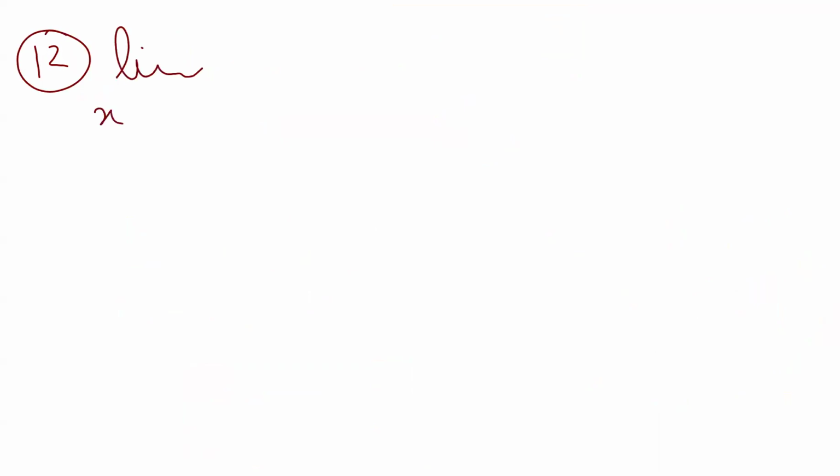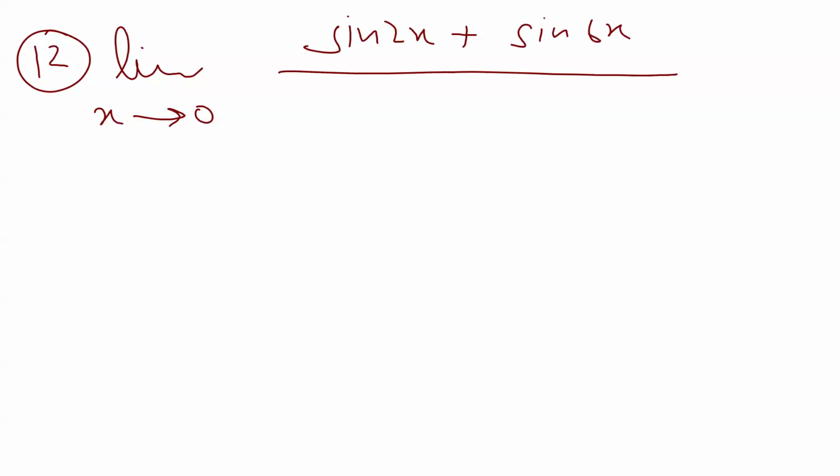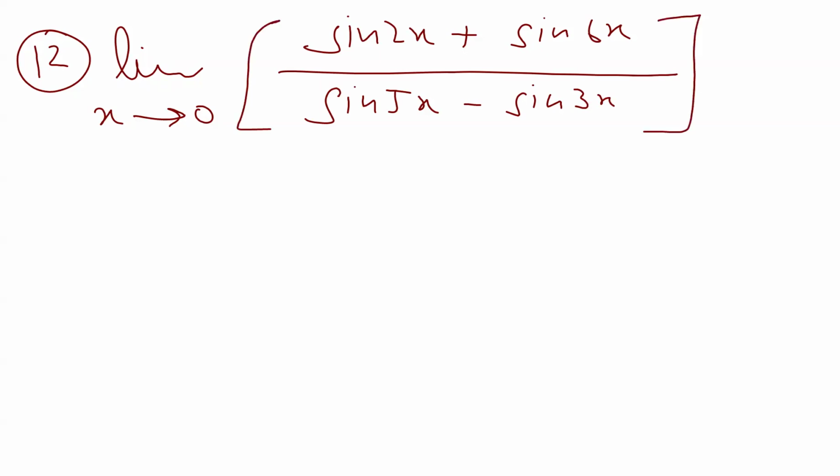Limit x approaches 0, sine 2x plus sine 6x upon sine 5x minus sine 3x. Multiple ways to solve this particular problem. There are multiple ways. I will stick to the one which I have taught you.